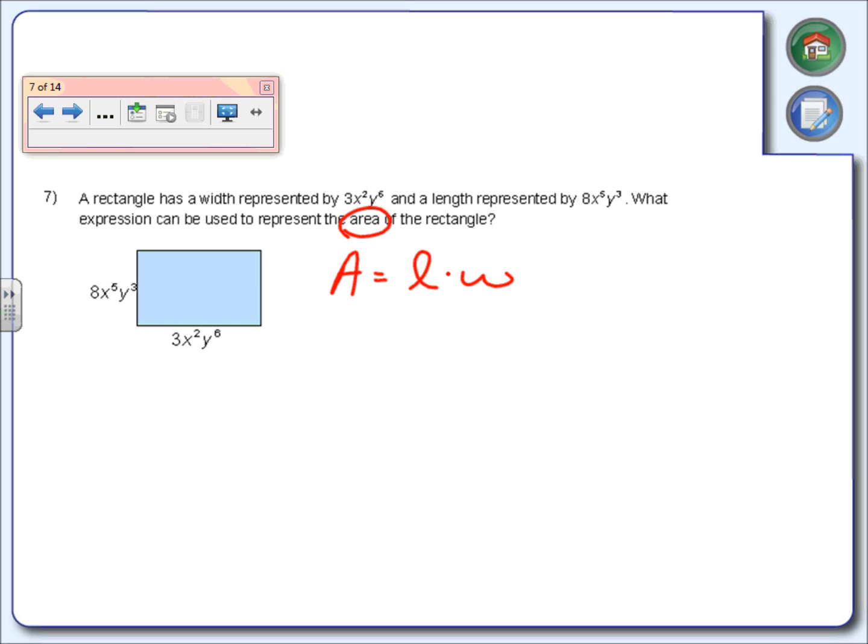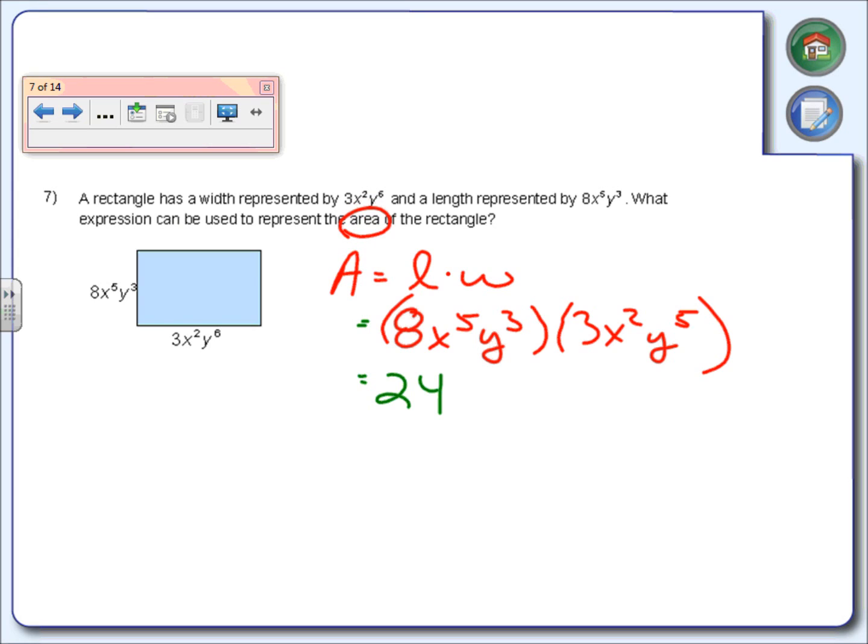We're going to multiply the length, which is 8x to the 5th, y cubed, and we're going to multiply that with the width, which in our case is going to be the 3x squared, y to the 6th. That's what we're multiplying together. So let's see what we get here. Let's start by multiplying the coefficients. 8 times 3 is 24. X to the 5th times x squared is x to the 7th. Remember, we're adding exponents.